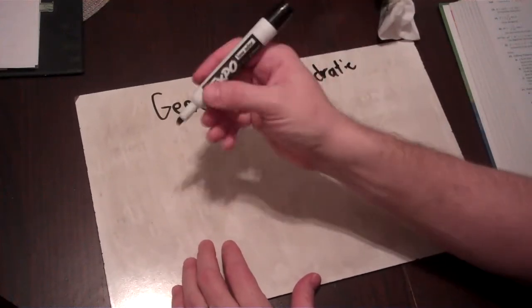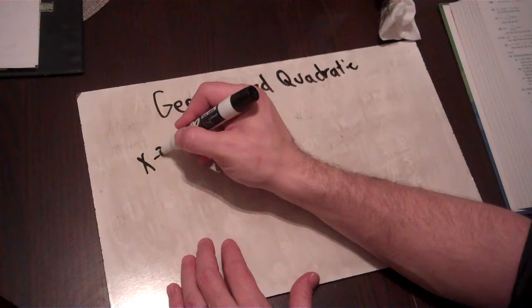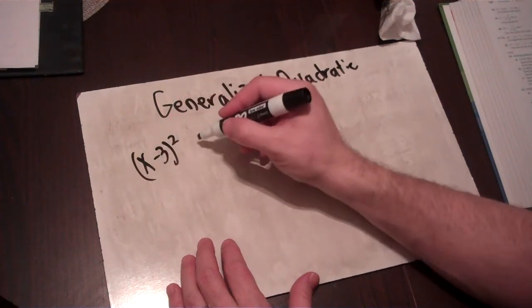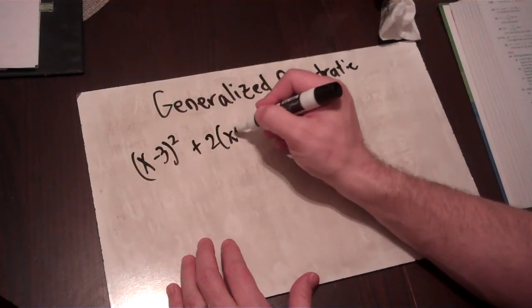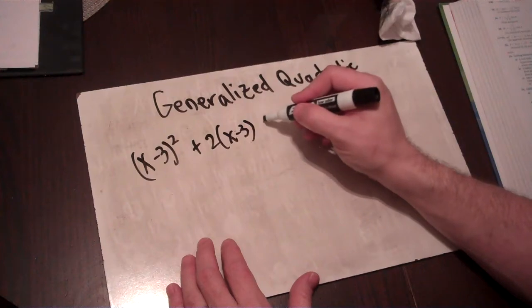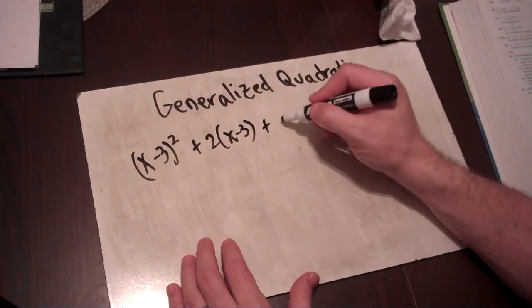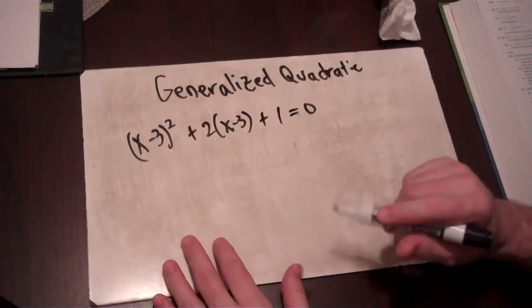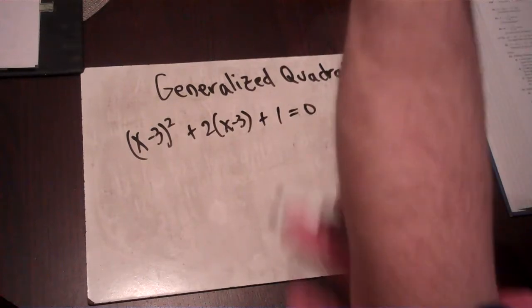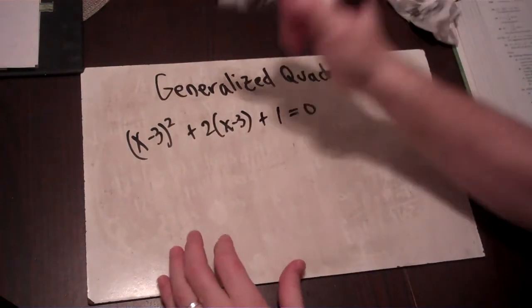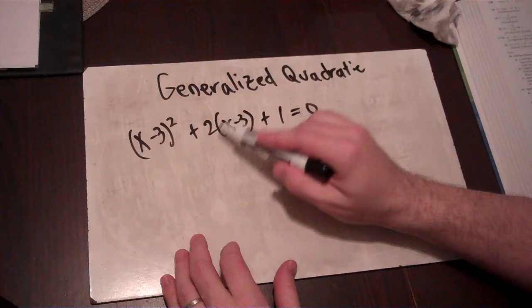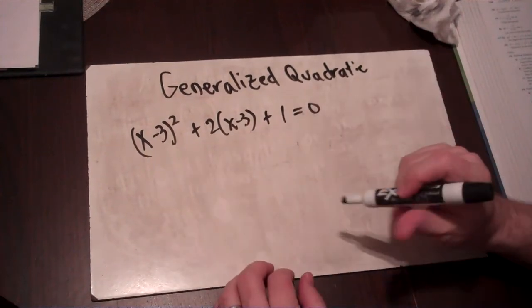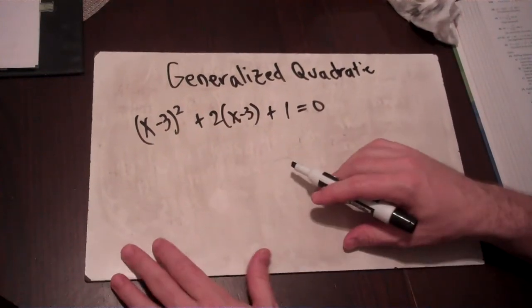So suppose that you had (x - 3)^2 + 2(x - 3) + 1 = 0. Now, if you're going to solve it, one of the ways you could solve it, you could say, oh wait, I can square this out, I can multiply this by 2, I can add it all together, and I get a quadratic, and that would certainly work.